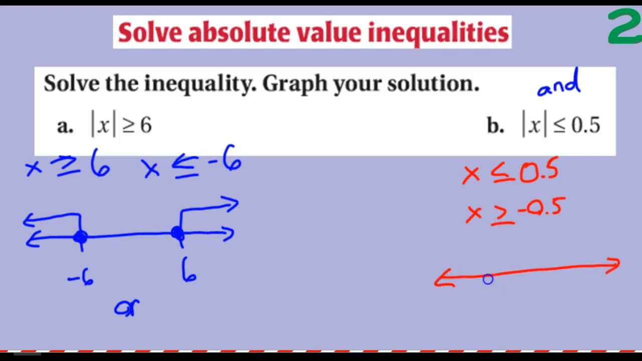So if we graph our solutions here, we have negative 0.5 and 0.5. These both have closed circles. The 0.5 is pointing to the left, and the negative 0.5 is pointing to the right. So just like we said, this is an AND inequality.